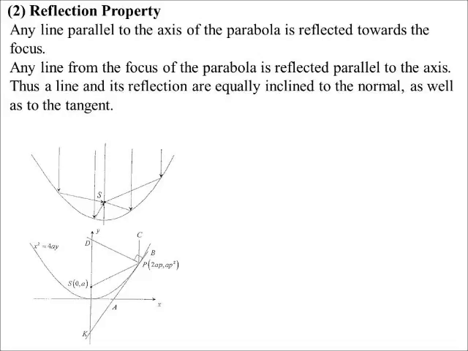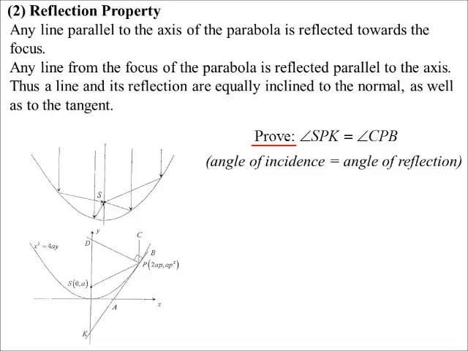So if this is true, I should be able to show that the angle of incidence is equal to the angle of reflection. So what I'm going to prove is angle SPK is the same as CPB. Now the angle of incidence and the angle of reflection, and those of you who do physics could probably confirm this, is actually the angle it makes with the normal, not the tangent. But because the normal is perpendicular to the tangent, I can easily just show it's CPB and SPQ, because they're both going to be 90 minus that angle. So it is good enough to show the angle with the tangents are equal. And that's what I'm going to try and do.